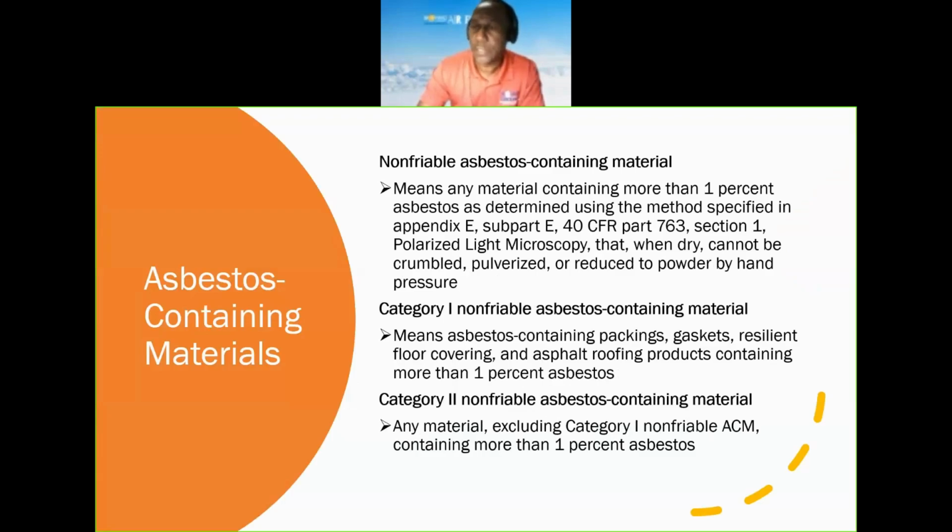Okay, so now we're going to take a look at some other terms. Non-friable asbestos containing material. As you can see, non-friable means any material containing more than 1%, but cannot be crumbled or reduced to powder by hand pressure. Category 1 non-friable materials would be things like resilient flooring, roofing products, packing and gaskets. Those are all considered category 1 non-friable. Then we also have category 2 non-friable, which would be anything else like transite panels and so forth. Next.